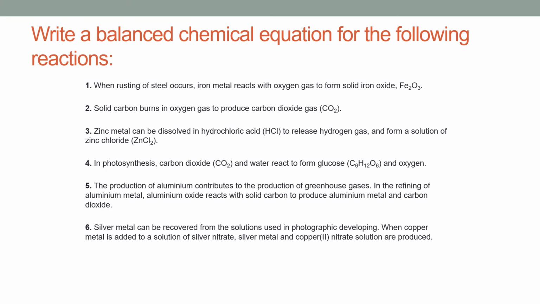Few things we have a go at. Writing a balanced equation. Rusting of steel occurs. Iron reacts with oxygen gas to form solid iron oxide. Iron is Fe, reacts with oxygen gas, as we saw before. Oxygen always exists like that. Reacts to give what it tells us, Fe2O3. That is a solid. That is a gas. And obviously the steel starts off as a solid as well.